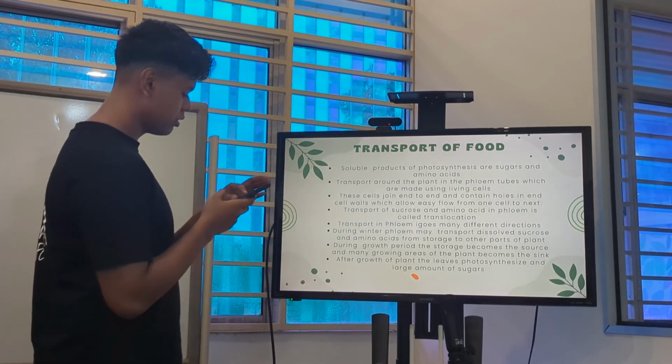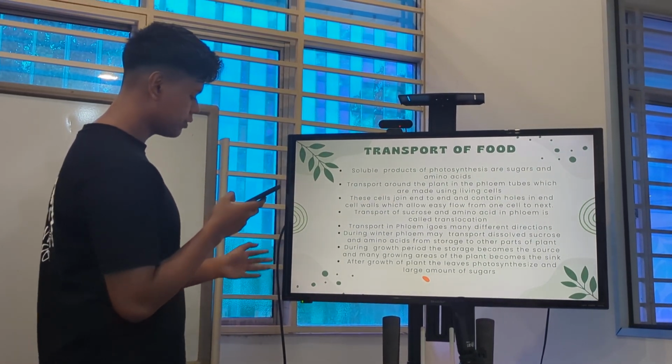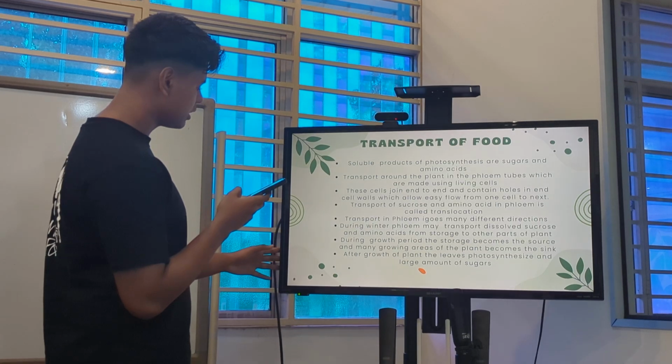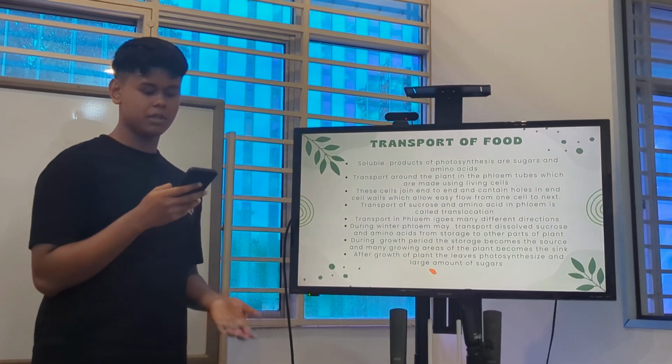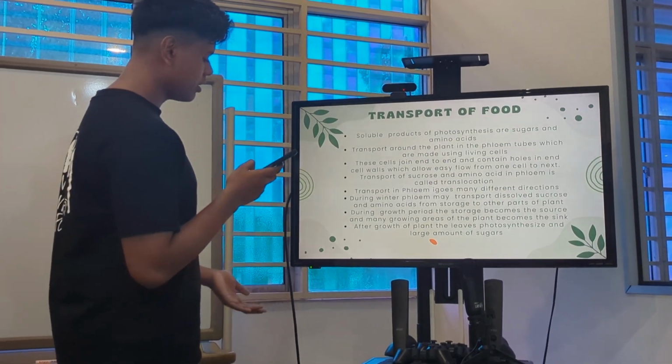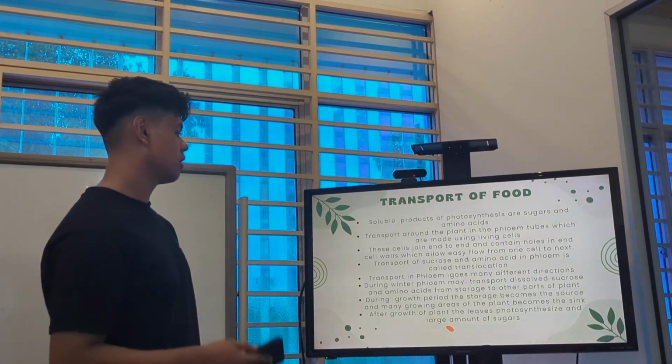After the plant has grown, the leaves start to photosynthesize and produce large quantities of sugars. So they become the source and the roots become the sinks, storing sucrose and starch until it is needed again.